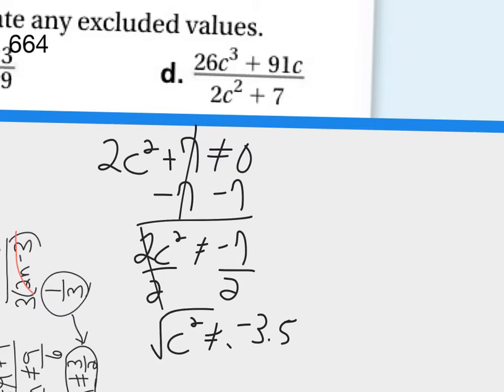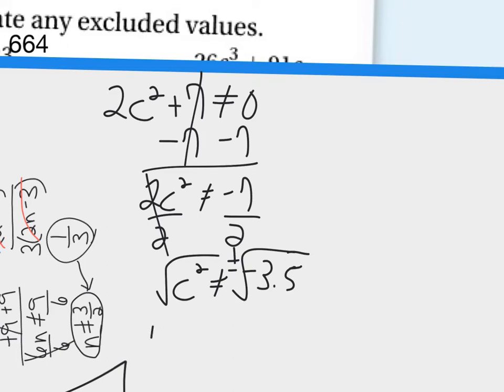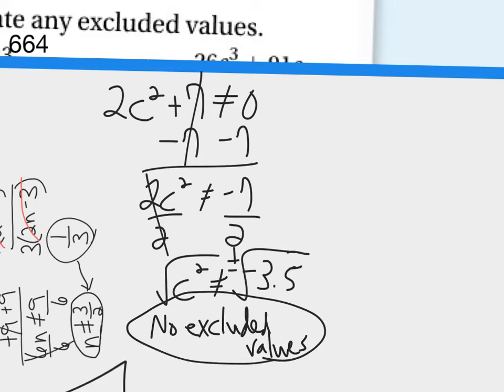At that point, they're squaring it, so we could do the square root. Square root of a negative number, that doesn't work. That's imaginary numbers you learn about in high school. So actually what that means is we have no excluded values. There are no excluded values.